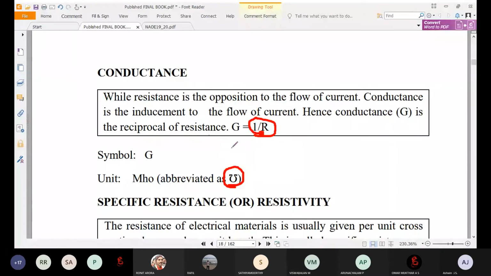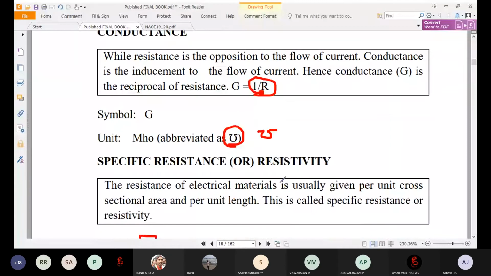So conductance is quite opposite to resistance. It is denoted by 1/R, and the unit is also inverse. Usually for resistance we call it ohm, and here it is mho, and the symbol is also an inverted ohm. So you have to draw it like this. Next we come to resistivity.